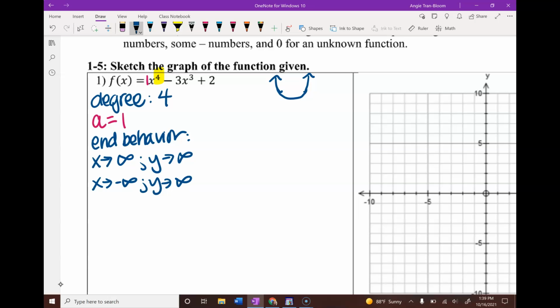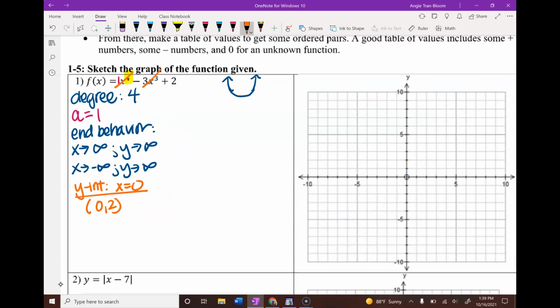Well, the easiest thing for us to find right now would be the y-intercept. Y-intercept, students, is when x equals 0. Now, if x equals 0, this term disappears. This is gone. So we are going to have (0, 2). So currently, we have one dot, (0, 2).